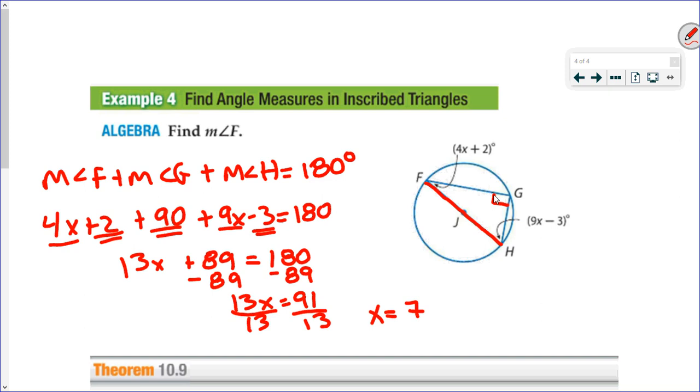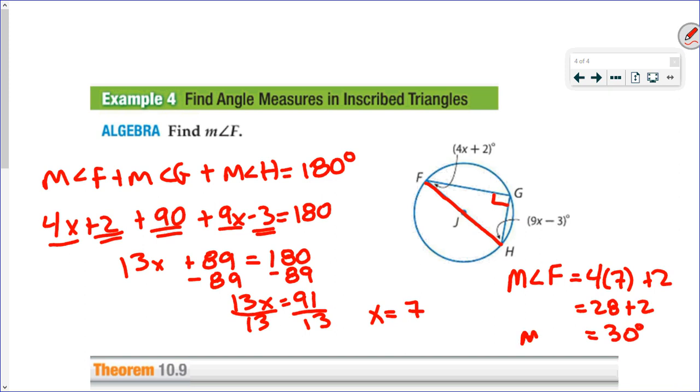Of course, we didn't need to find x. It asked us to find angle F, so we just plug in x. 4 times, substitute 7 for x, plus 2. 4 times 7 is 28, plus 2, so angle F is 30 degrees.